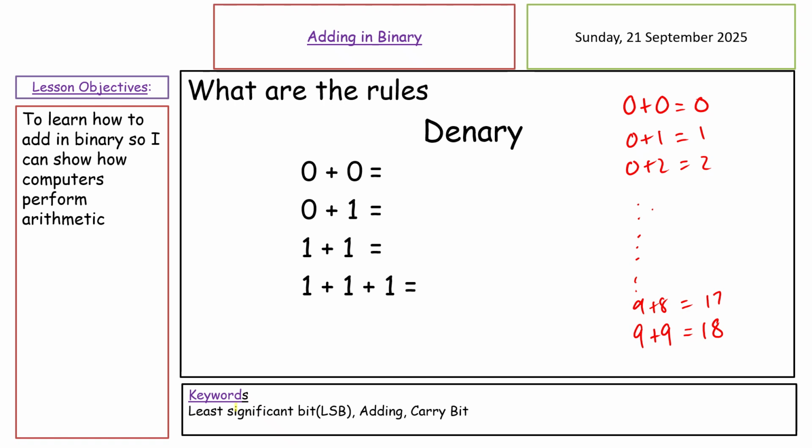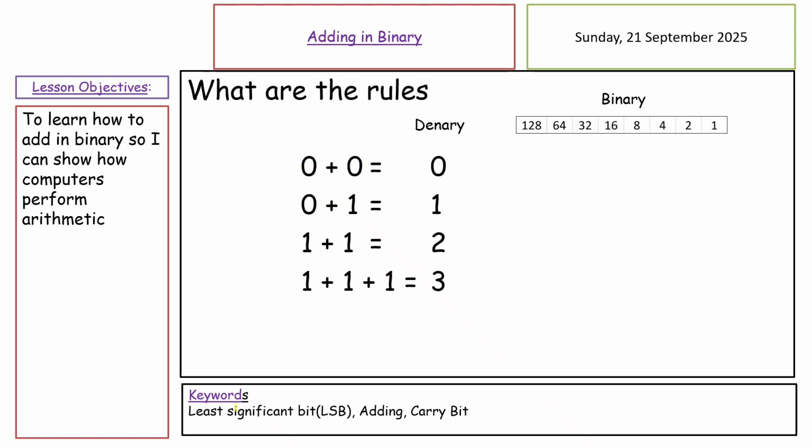In computer science we need to know far fewer than that. We just need to know these four: 0 plus 0, 0 plus 1, 1 plus 1, and 1 plus 1 plus 1. The other rules that are involved in adding binary are really similar to denary, and so are the answers to this, first of all. So in denary, in decimal, 0 plus 0 equals 0, 0 plus 1 equals 1, 1 plus 1 equals 2, and 1 plus 1 plus 1 equals 3.